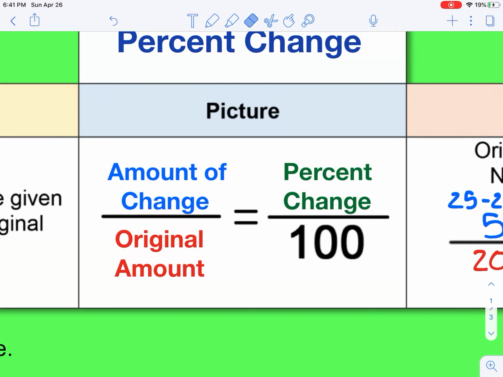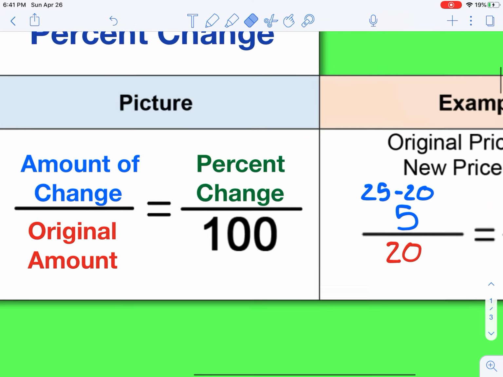We're still going to have 100 in the bottom right-hand corner, and our percent is going to of course still go on top, since a percent is a comparison of a number to 100. But on the left side, we're going to have the amount of change on the top and the original amount on the bottom. Now the original amount is going to be really easy for us. That's going to be part of our problem. But the amount of change is something that you're going to need to calculate, and it's really easy.